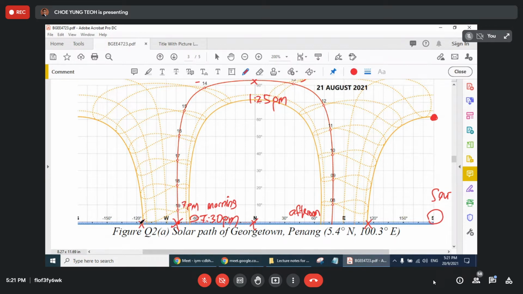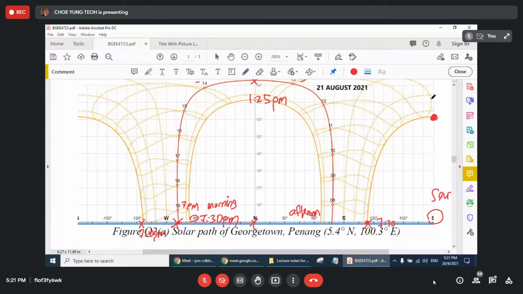Here is before 7, sorry, after 7 p.m. Just after maybe 7:10 p.m., sunset. And this one, this one's 8, before 8, maybe 7:30. So from here, sunrise is 7:30, sunset is 7 p.m. So you minus this, you will get the day length for both locations.